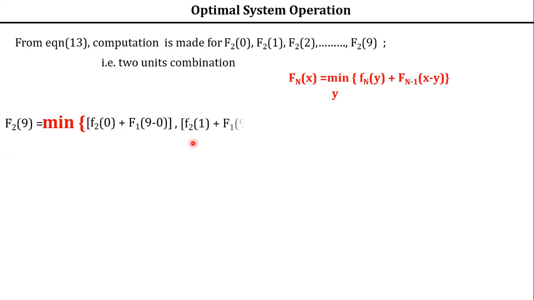Comma, the second one. So I have to increment this 0 by 1. If you are incrementing by 0.5, you can use 0.5. Understood? If you are using an increment of 2 megawatt, then after 0, you use 2 megawatt. Clear? So it is the same equation, but I have incremented y here.